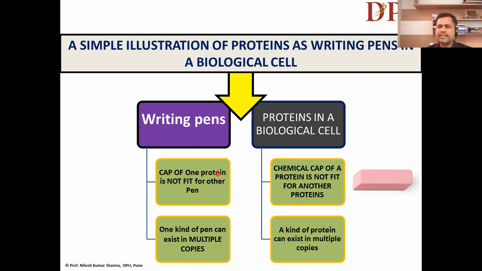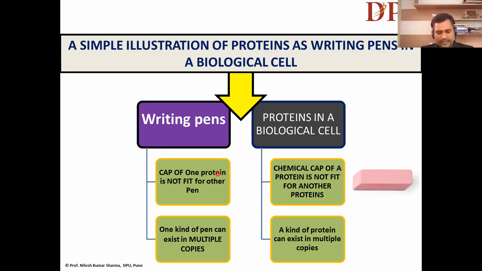Technically or scientifically, we say primary, secondary, tertiary, and quaternary structure. In a very simplified manner, for student understanding, these are like different cap-like structures given for each protein, so it cannot fit the other. In another way, we also know the catalytic mechanism of the enzymes. It is almost the same concept. One cap of one pen cannot fit the other pen structure. That is the whole mechanism.